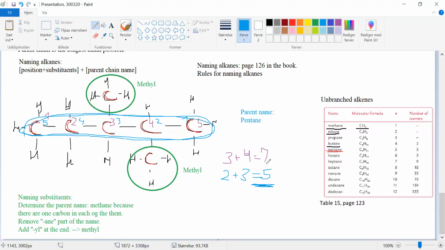So for this structure, we would number the parent chain from the right instead of from the left, because that will give the lowest numbers on the substituents. So that means that this is a 3-methyl group and this is a 2-methyl side chain or substituent. Okay, any questions for that part?